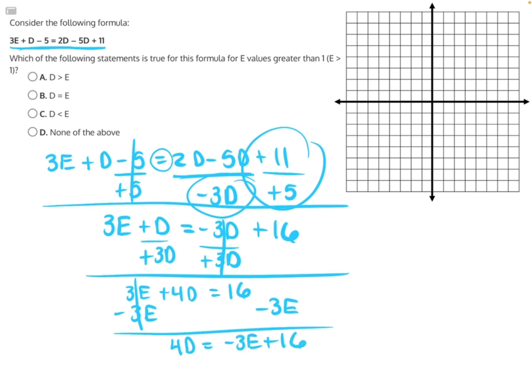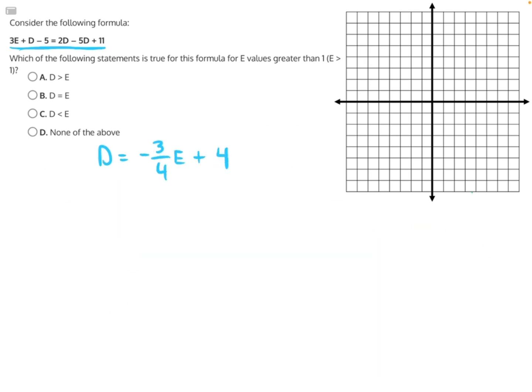Then our final step, 4 is being multiplied to d, so let's divide everything by 4. This will cancel, leaving us with our final equation of d equals negative 3/4 e plus 16 divided by 4 is 4. Now that we have simplified this function, we're able to see that B can be eliminated, where d is always equal to e.